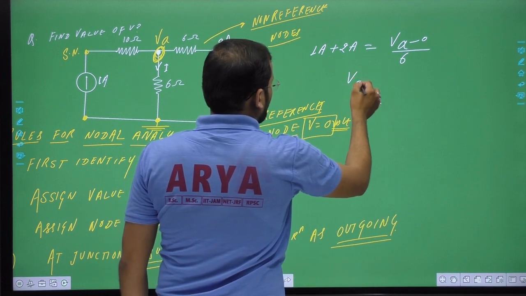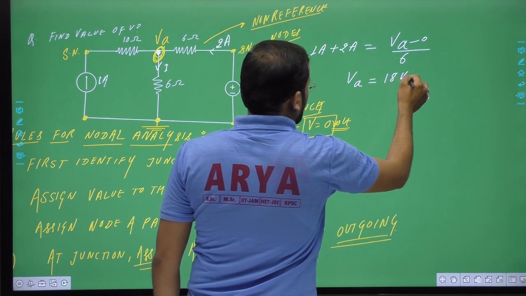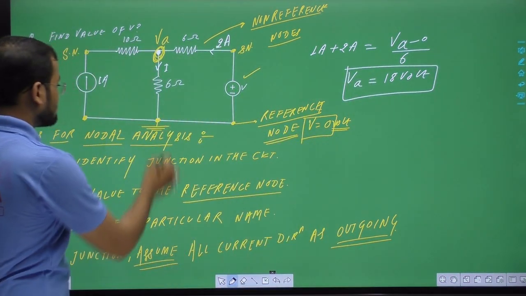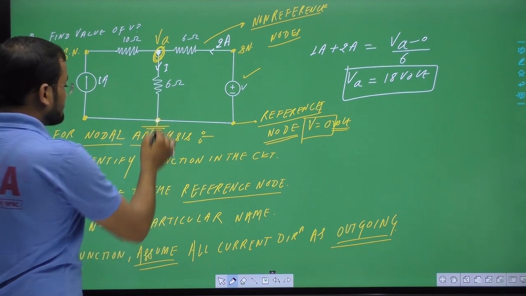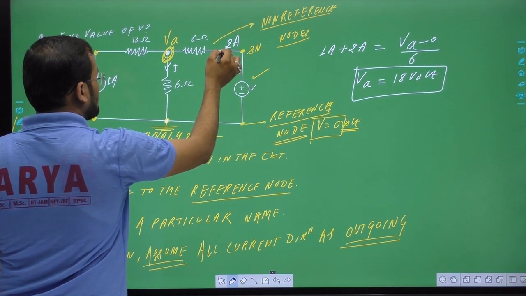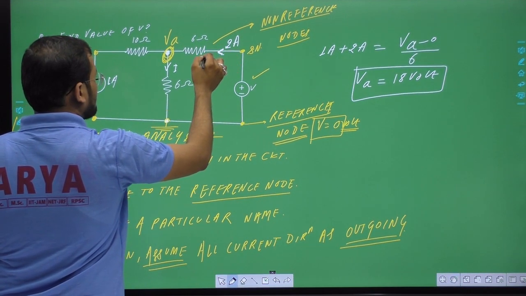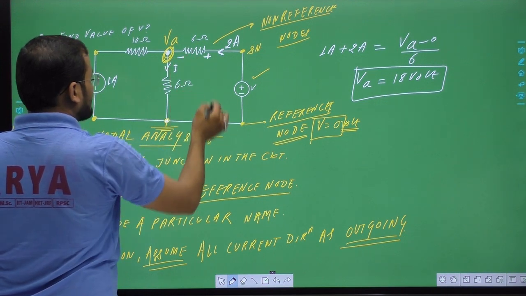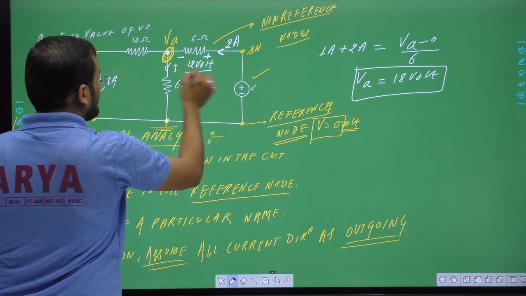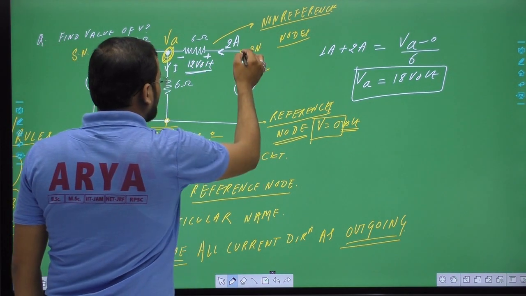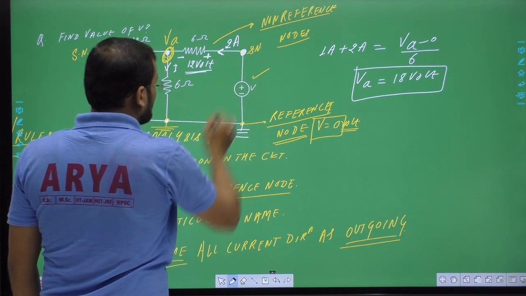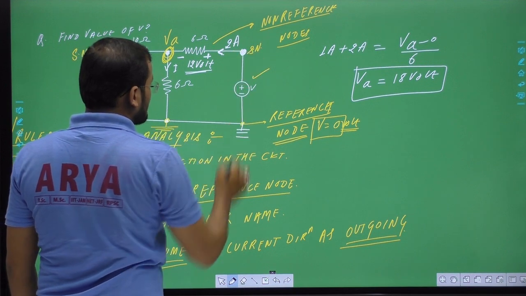Then what will be the value of VA? VA is 18 volt. This value of 18 volt is with respect to ground. As this current is flowing in this direction, we take the positive sign here and the negative sign here. What will be the value of the voltage drop here? 12 volt. Now we have to find the value of V at this point with respect to ground.